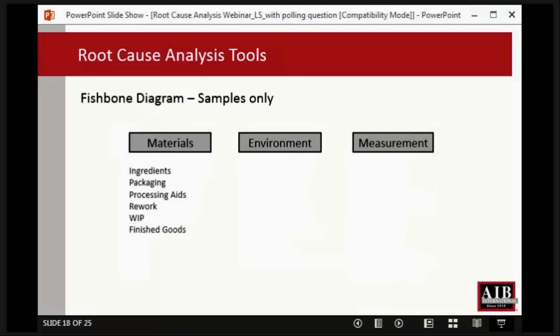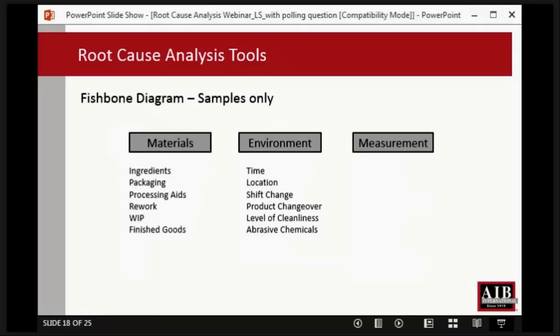For materials, our ingredients, our packaging, process aids and rework, work in process, and finished goods. The environment is something that's taken on a new importance, particularly if you make ready-to-eat product, because we need to protect that product from environmental pathogens.